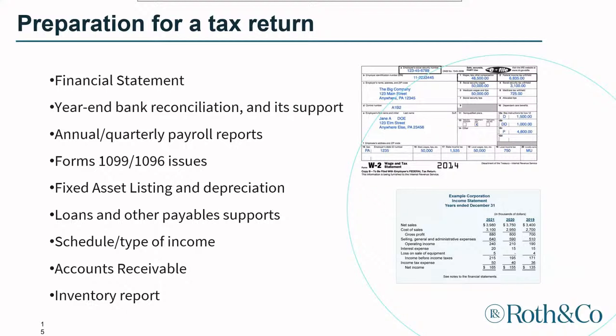For the schedule and type of income, we just want to know whether that income is coming from, for example, if you own a home health, you will have income coming from Medicare or from private insurances and all that. So accounts receivable normally is used for the accrual method. When you file your tax return using the accrual method, in the balance sheet we normally report the amount of the accounts receivable. The inventory report is also needed because that's the basis for reporting your cost of sales.